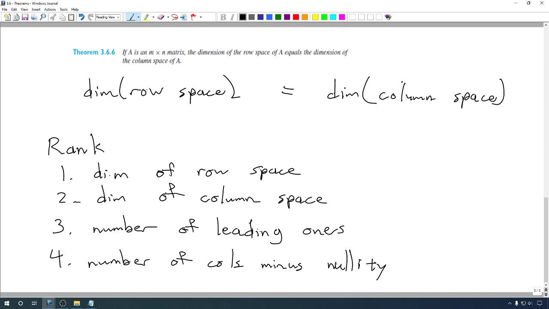And it's actually really surprising that the row space and the column space always have the same dimension. But that's going to have important consequences for us when we start talking about what a matrix means in terms of linear operators in the next chapter.